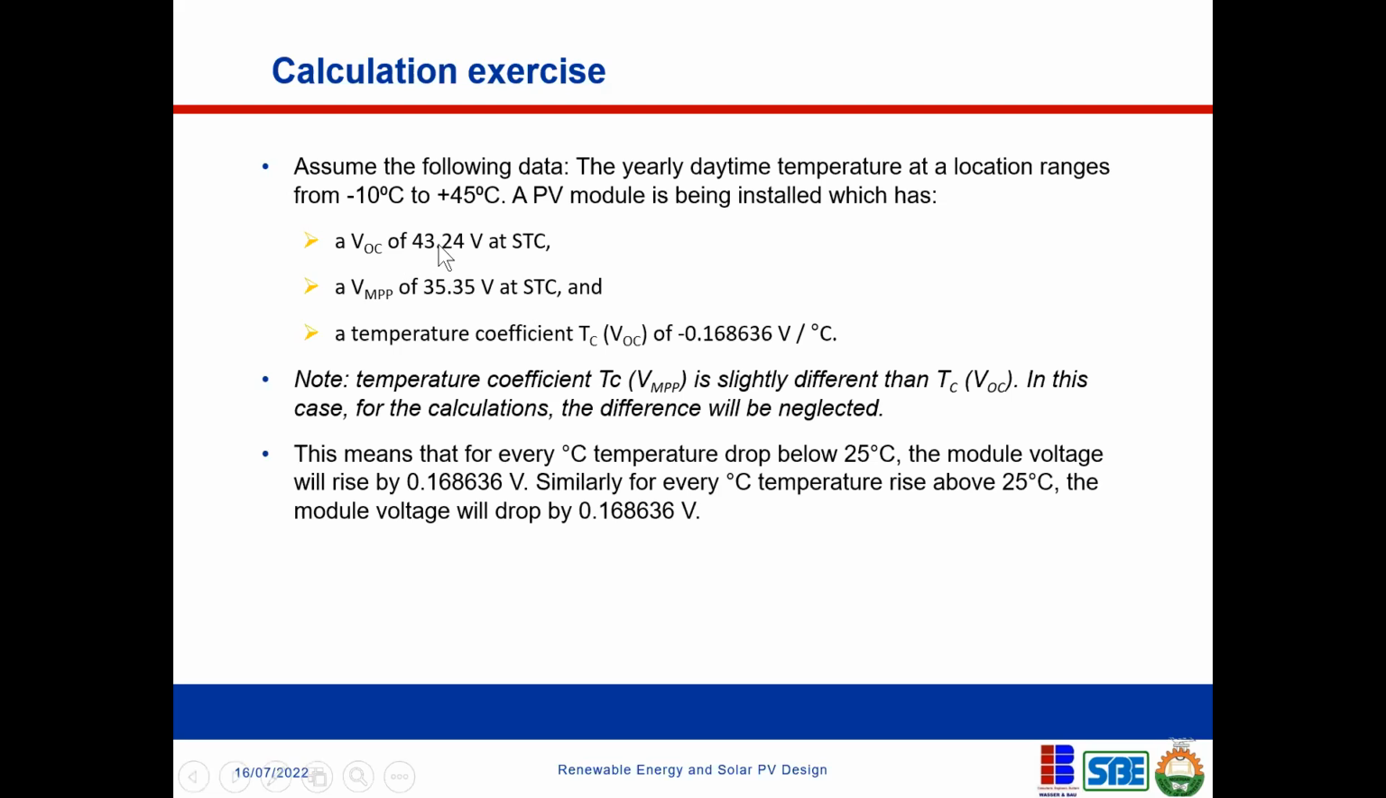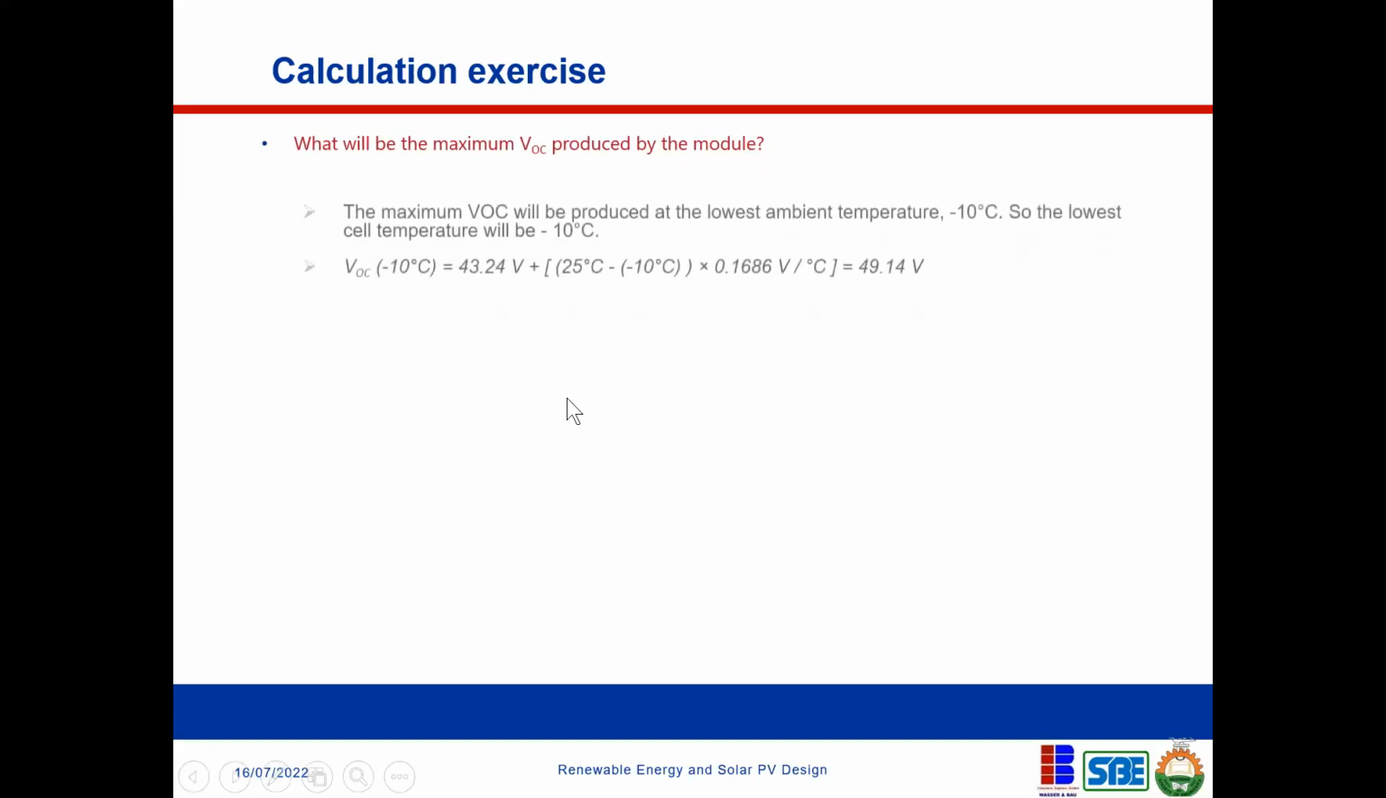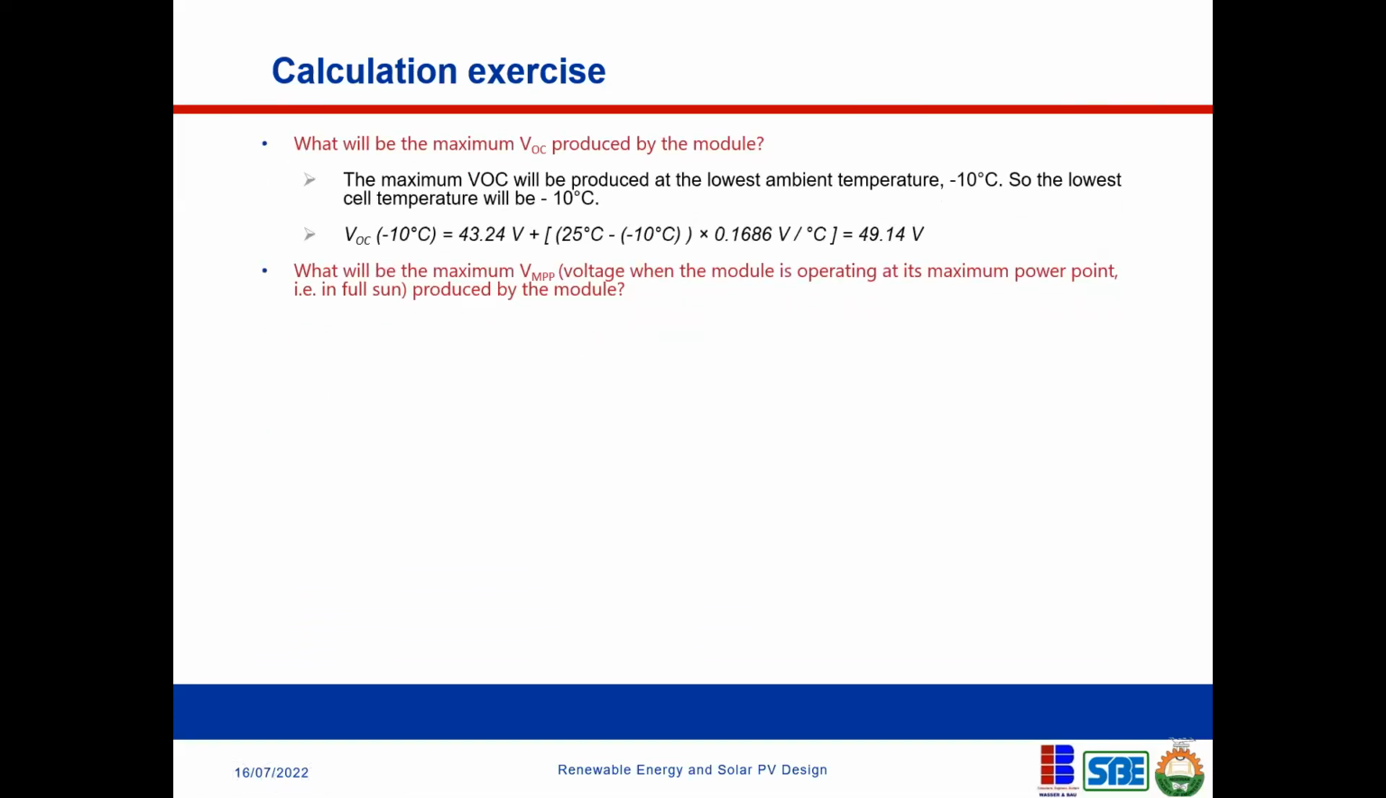So look at this here, 43.24. This is the voltage at 25 degrees centigrade. But if you move below 25 degrees centigrade, this voltage will ultimately increase. And that's what they are asking us to calculate. So when we do that calculation, you will now arrive at 49. So your voltage is now 49. Remember that at standard test condition, this voltage is just 43, and now you're having 49. When you're having 49, it means that your power would now increase.